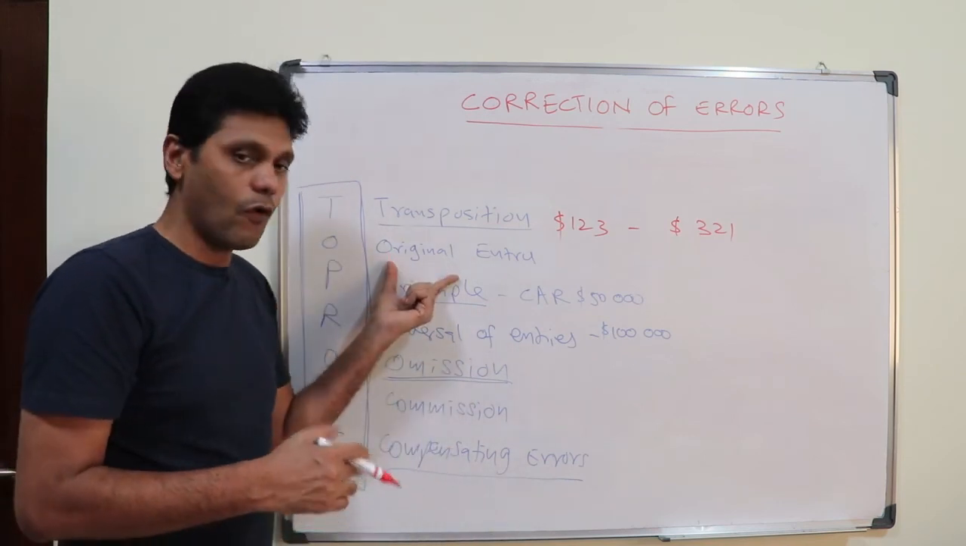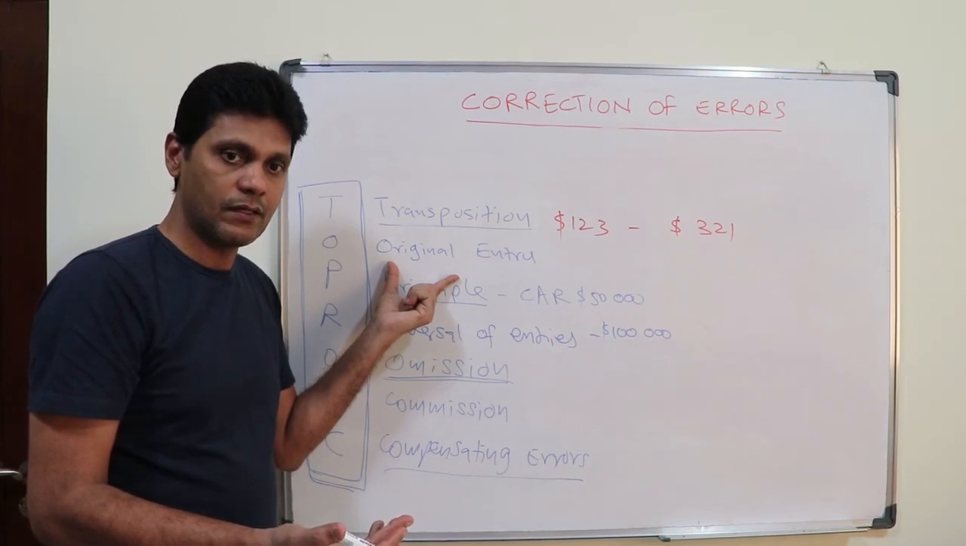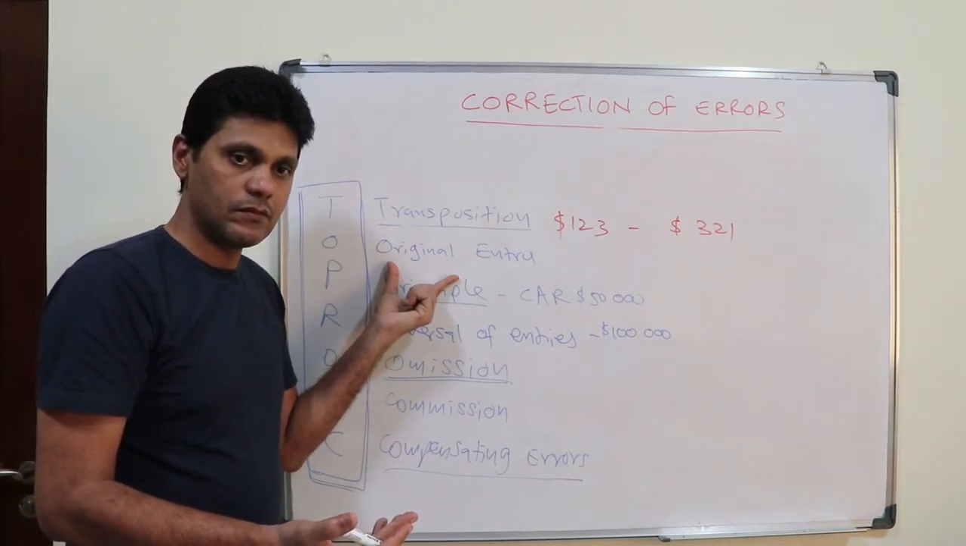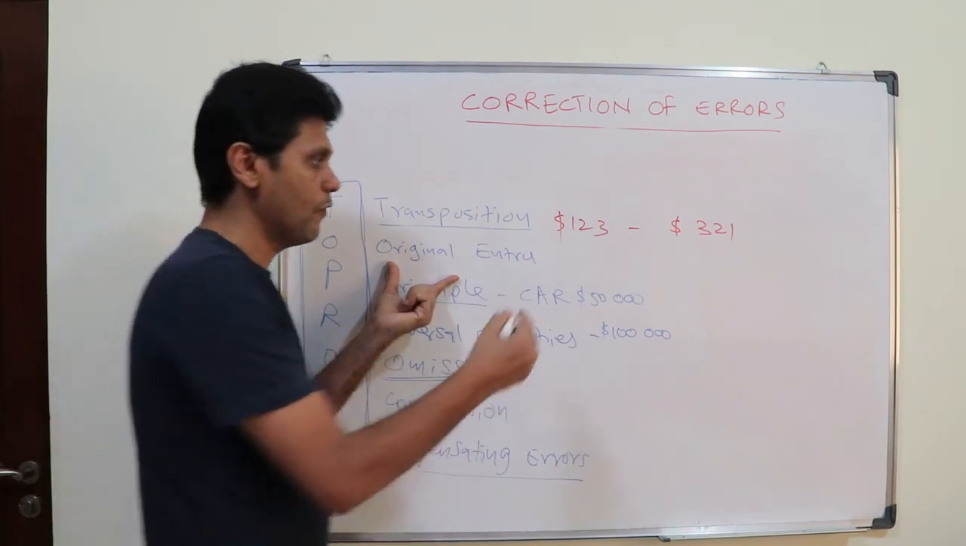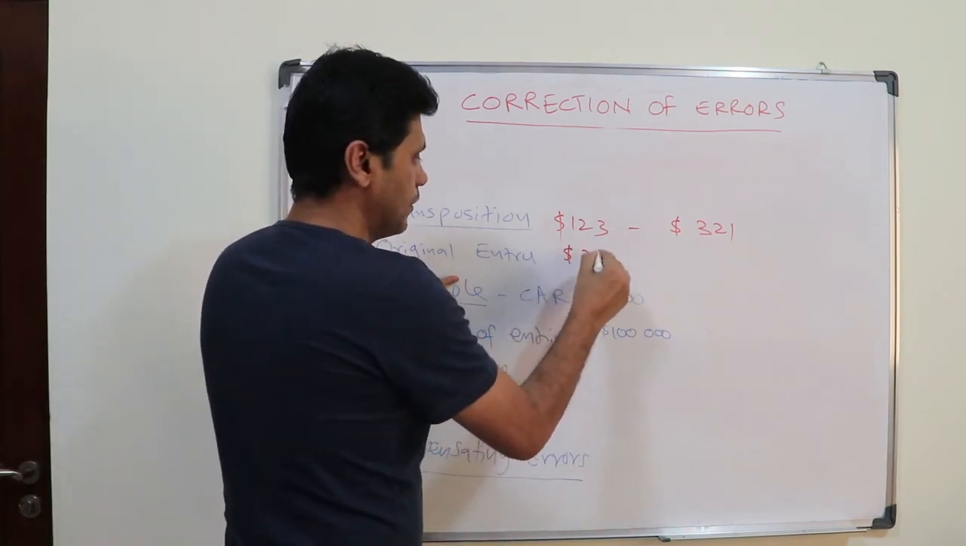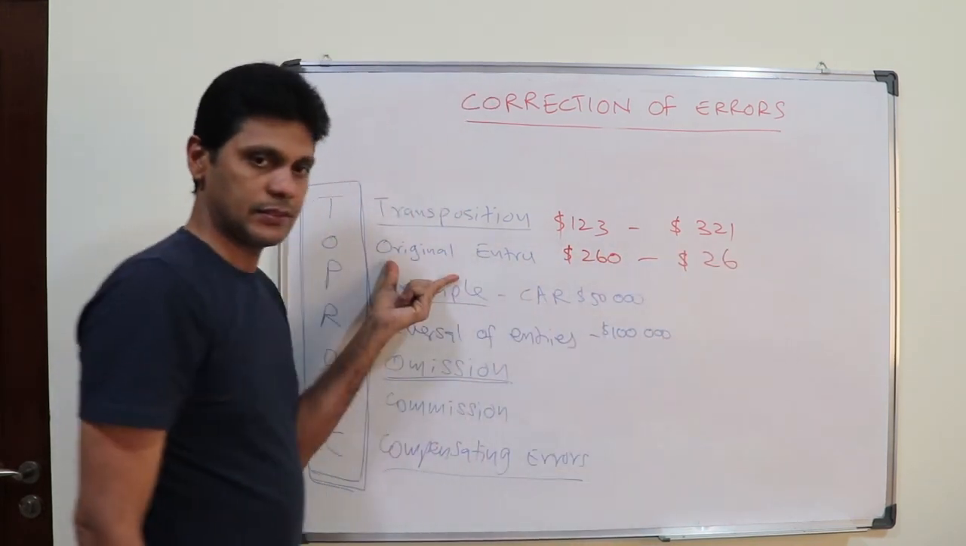What are errors of original entry? The same thing, but then you have not recorded the original amount. For example, the original amount is 260, you recorded it as 26.